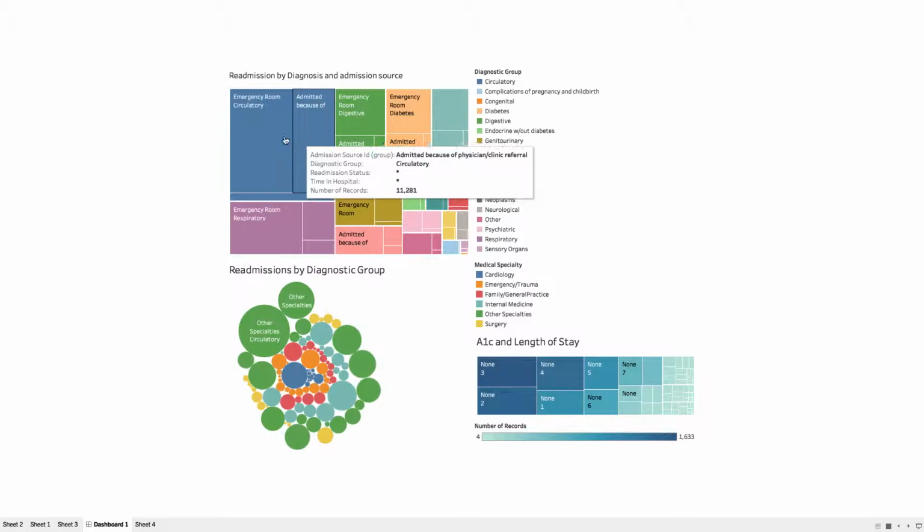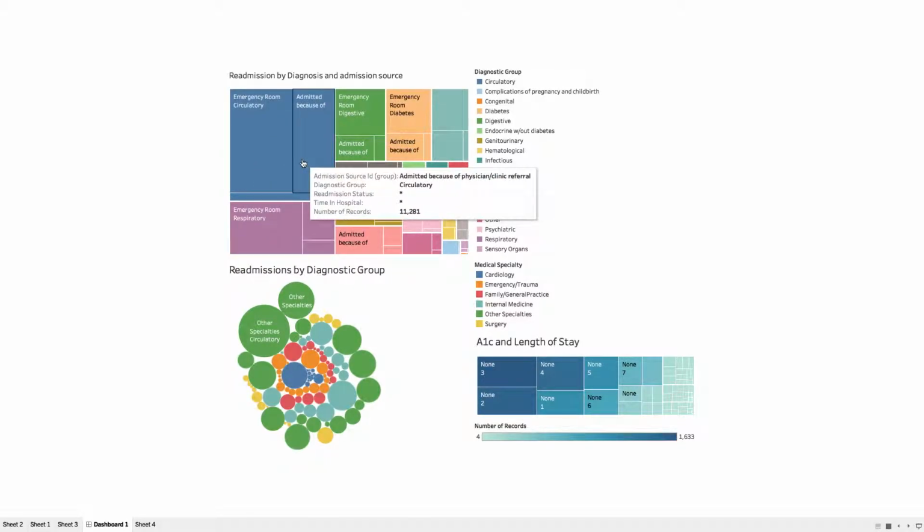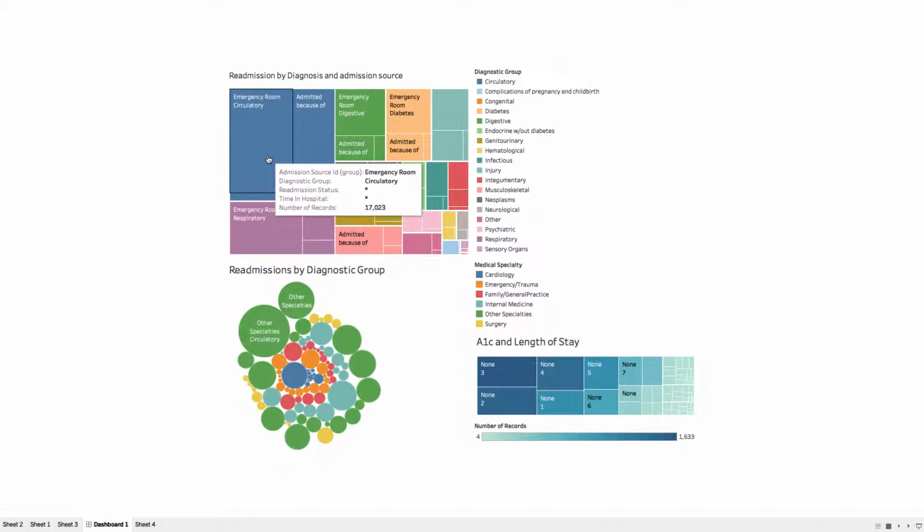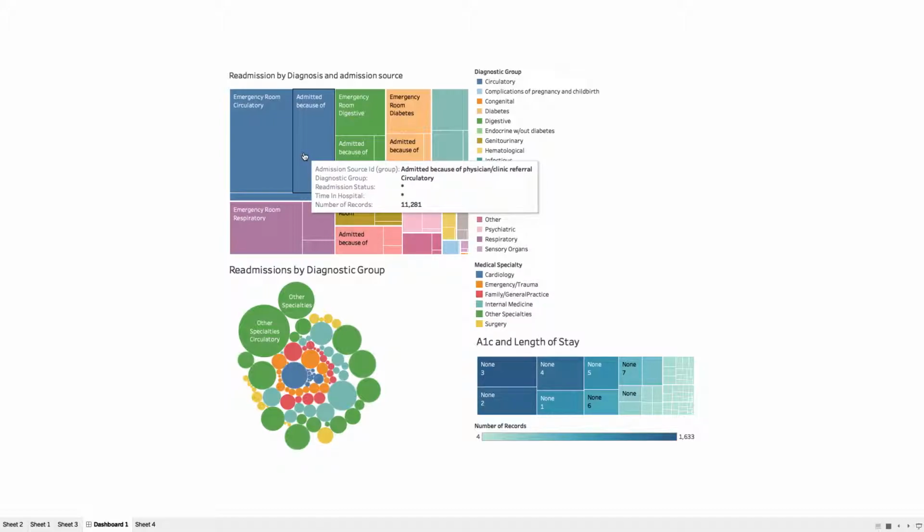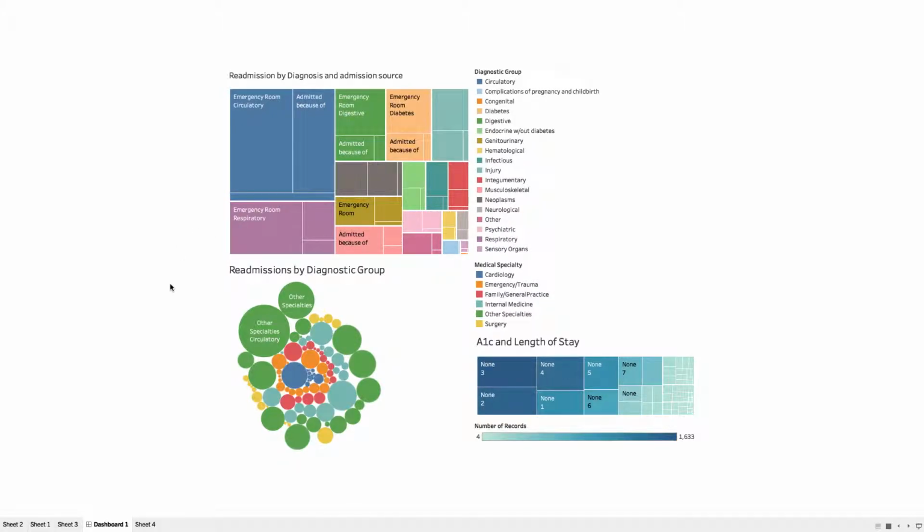So here, as you can see, the largest blocks are basically the highest number of records, and the admission source of emergency room with the diagnosis of something in the circulatory system were the highest. And second one was admission source from a physician or clinic, 11,000 instances. So you can see the patterns here, and then also I wanted to group them by diagnosis, so the circulatory system as well, and other specialties.